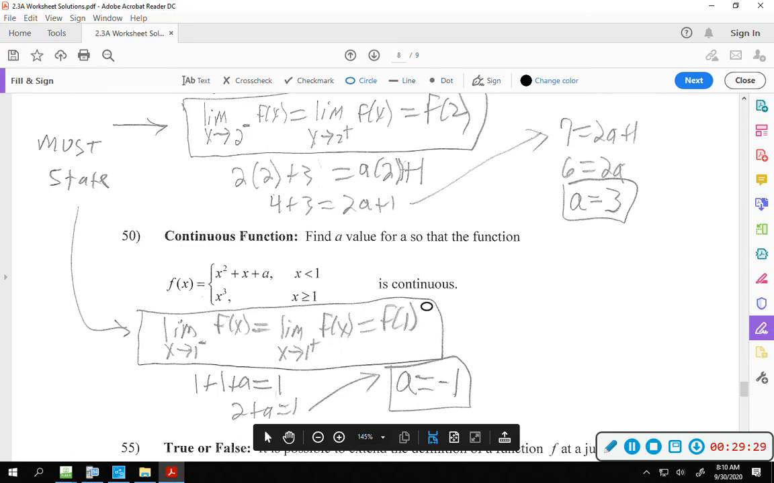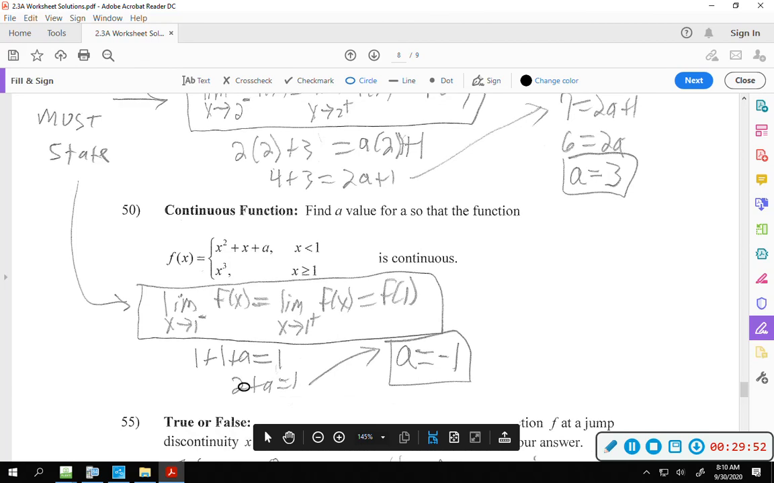This is important. If these two are equal, that just ensures that the limit exists. We have to set it equal to f at 1 to justify continuity. But ultimately, we just plug 1 into the top equation, plug 1 into the bottom equation. 1 plus 1 is 2 plus a. 1 cubed is 1. Subtract 2, and a equals negative 1.